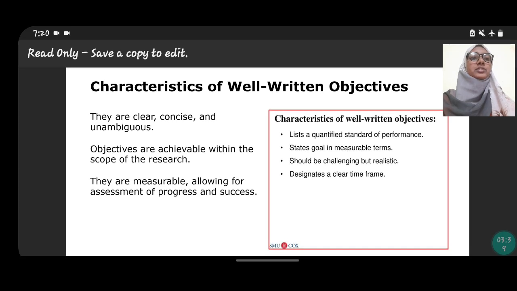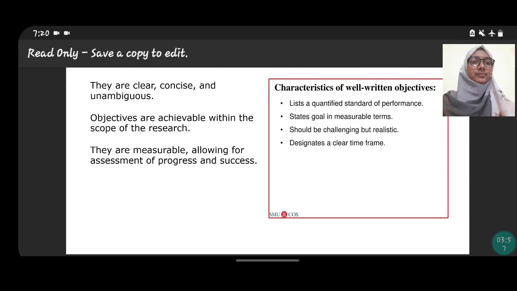Characteristics of well-written objectives: list a quantified standard of performance. States the goal in measurable terms. Should be challenging but realistic. It should be challenging and it should be realistic. Designates a clear time frame.